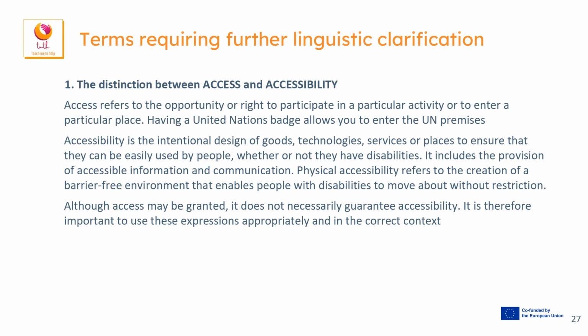Accessibility is the intentional design of goods, technologies, services, or places to ensure that they can be easily used by people, whether or not they have disabilities. It includes the provision of accessible information and communication. Physical accessibility refers to the creation of a barrier-free environment that enables people with disabilities to move about without restriction. Although access may be granted, it does not necessarily guarantee accessibility. It is therefore important to use these expressions appropriately and in the correct context.